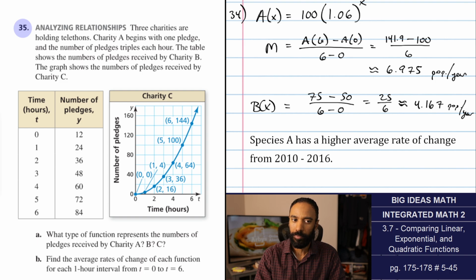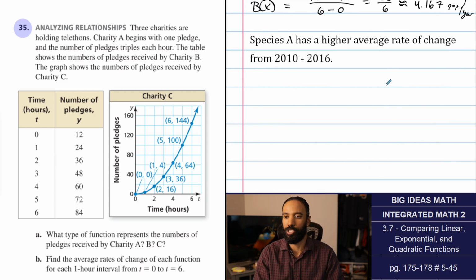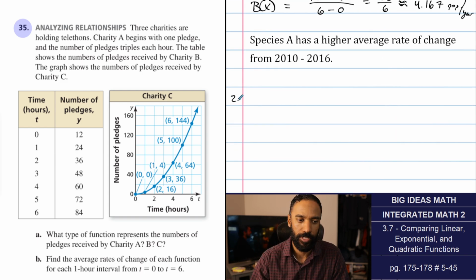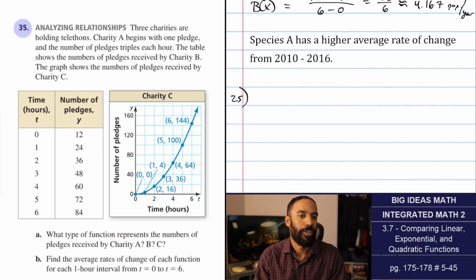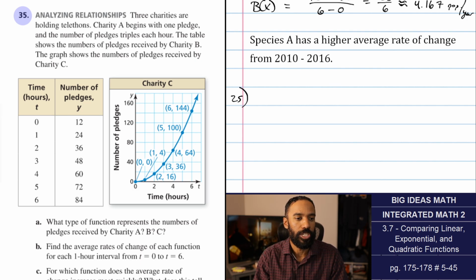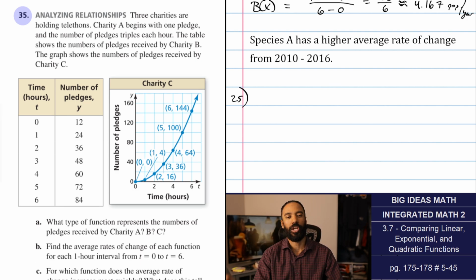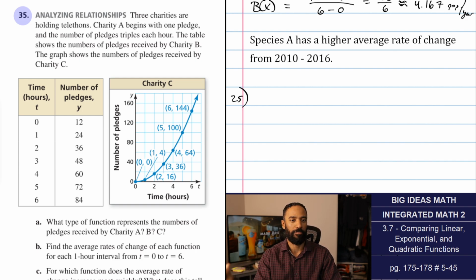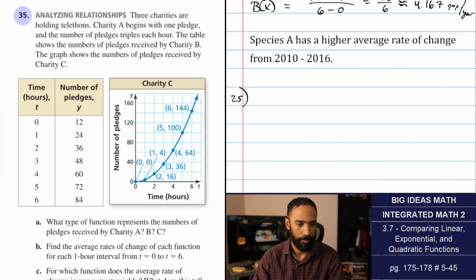Okay. Number 35, another analyzing relationships. Let's see what's going on this time. This time we have a table where we have to probably make the model, and then the graph where we have to probably make the model. Three charities are holding telethons. Charity A begins with 1 pledge, and the number of pledges triples each hour.